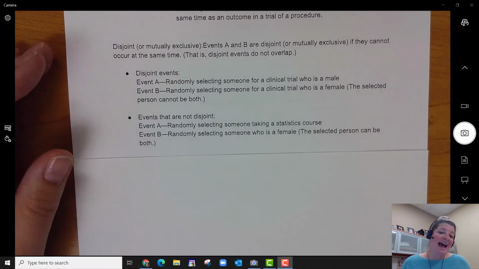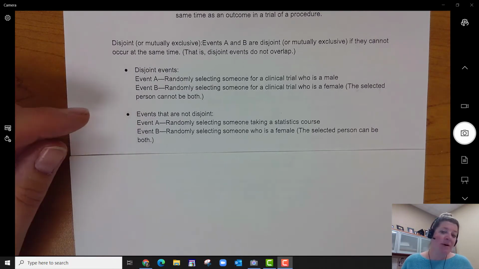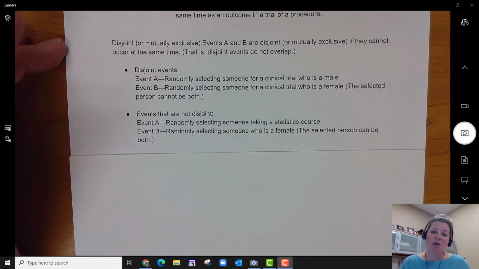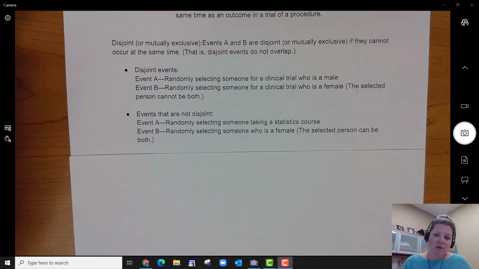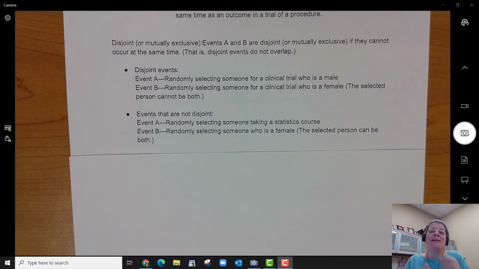Events that are not disjoint. For example, event A is randomly selecting someone that's taking this stats course and event B is randomly selecting someone who is female. Could you be a female in stats? Yeah. So it could possibly have some overlap for that one.